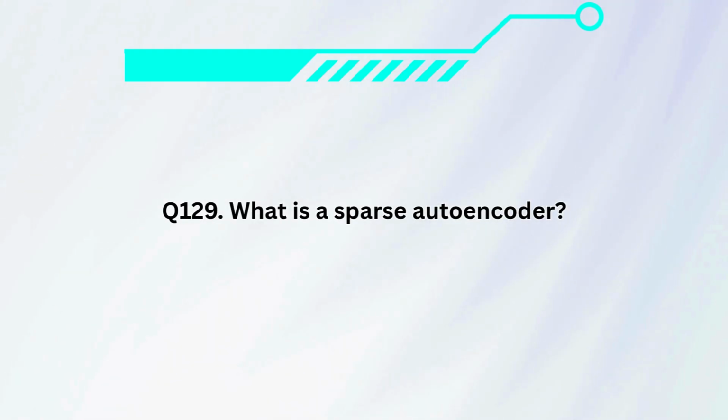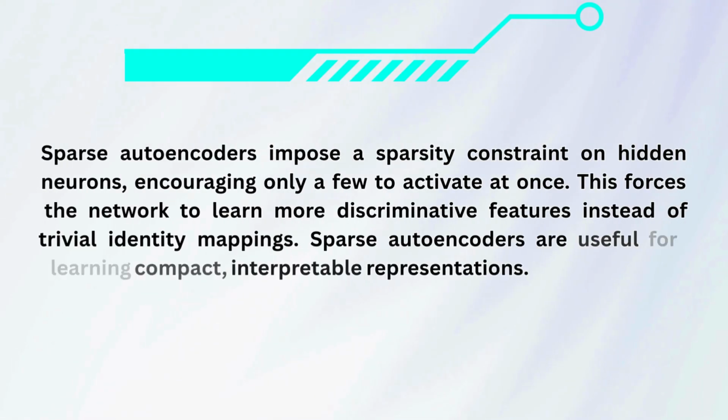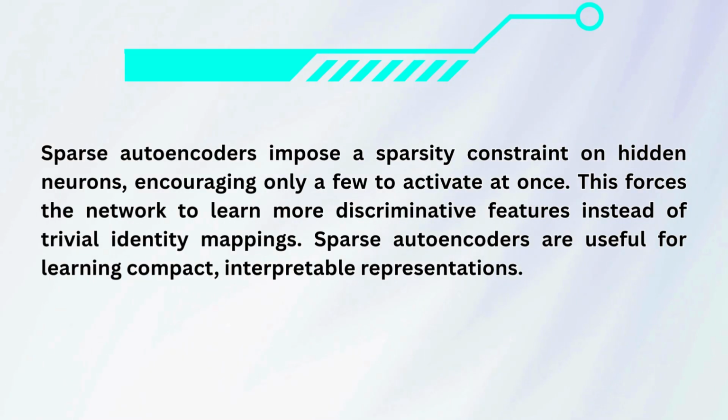What is a sparse autoencoder? Sparse autoencoders impose a sparsity constraint on hidden neurons, encouraging only a few to activate at once. This forces the network to learn more discriminative features instead of trivial identity mappings. Sparse autoencoders are useful for learning compact, interpretable representations.